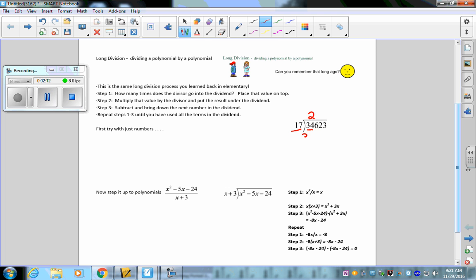17 times 2 is 34, so I multiply, subtract, bring down the next number. Okay, so it's divide, multiply, subtract, bring down. And we're going to utilize that when we get to the polynomials in just a moment. So then we have to say, okay, how many times does 17 go into 6? It doesn't. So I need to put a 0. I need a placeholder. Doesn't go in at all. 0 times 17 is 0. Subtract, bring down.